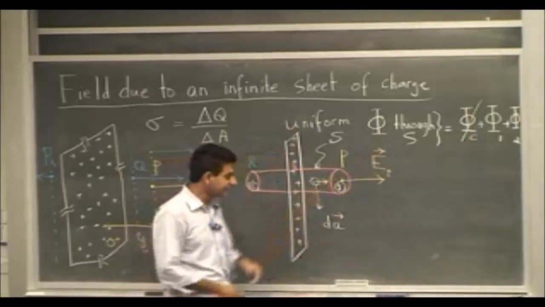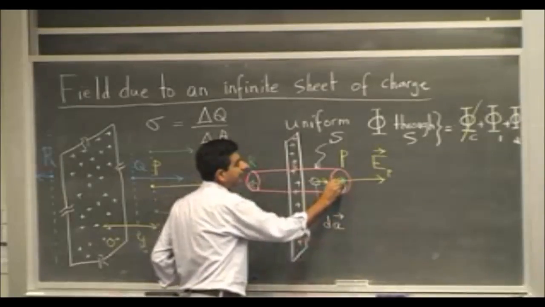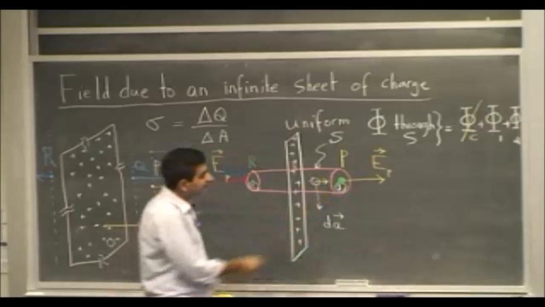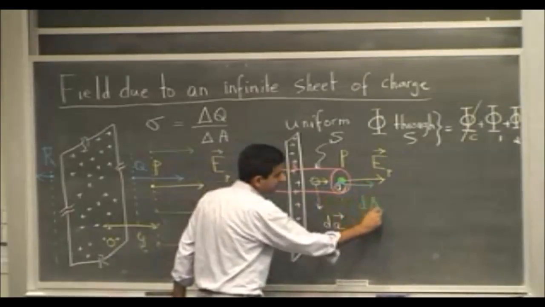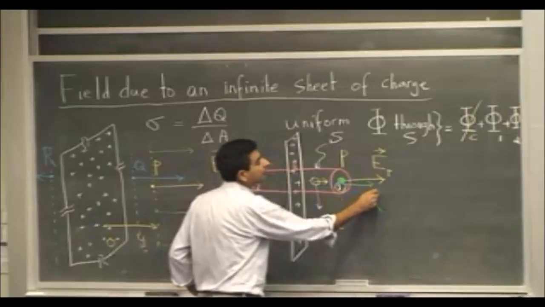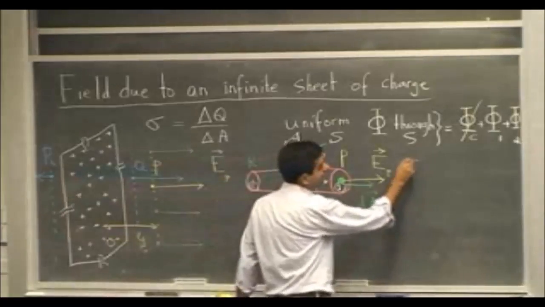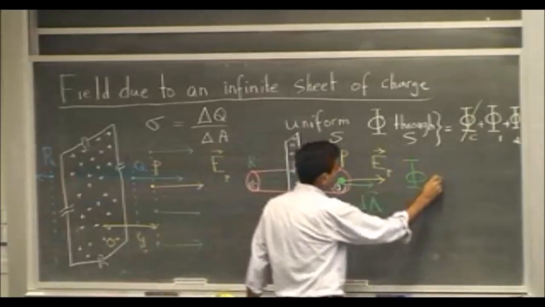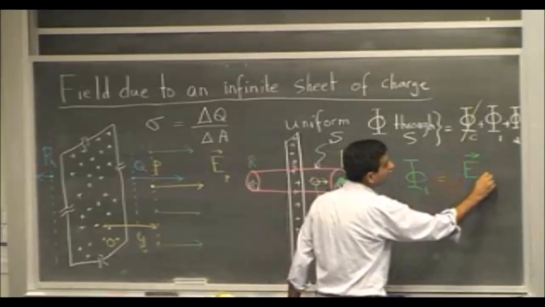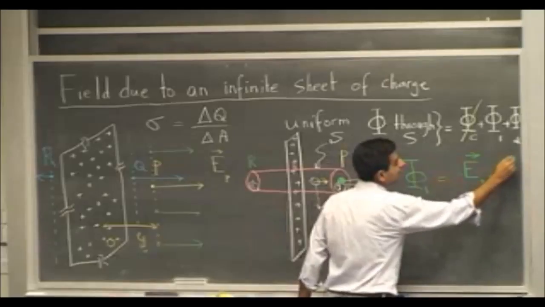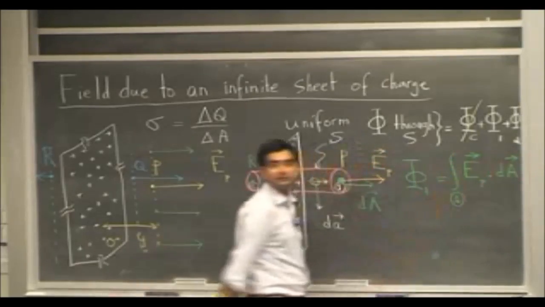Okay, and if I take a small area on this surface, dA, its area vector dA is also pointing in the same direction as the electric field. So this phi1 is really equal to the integral of EP dot dA, summed over end cap 1. Okay?